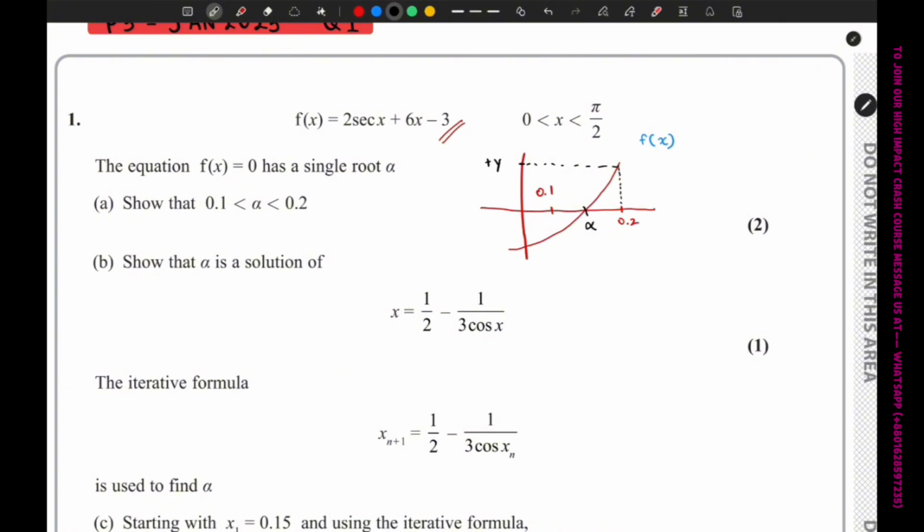And if I substitute x equals 0.1 into the equation, we will get a negative y value. So this is how we will prove that alpha lies between 0.1 and 0.2. This is how you usually show that a root lies between any two values.